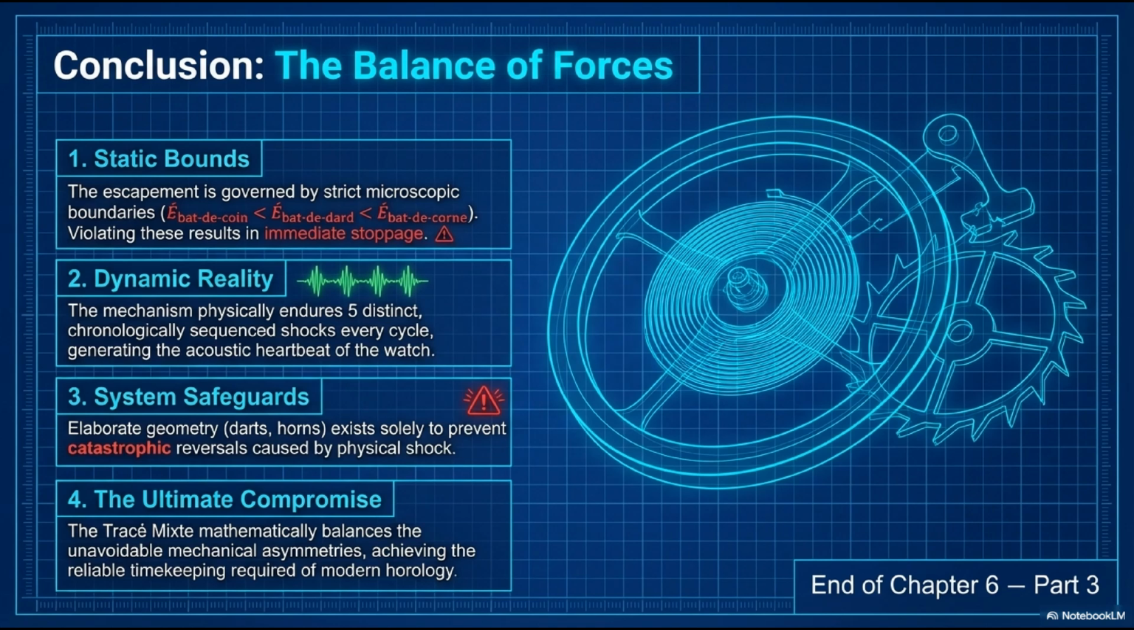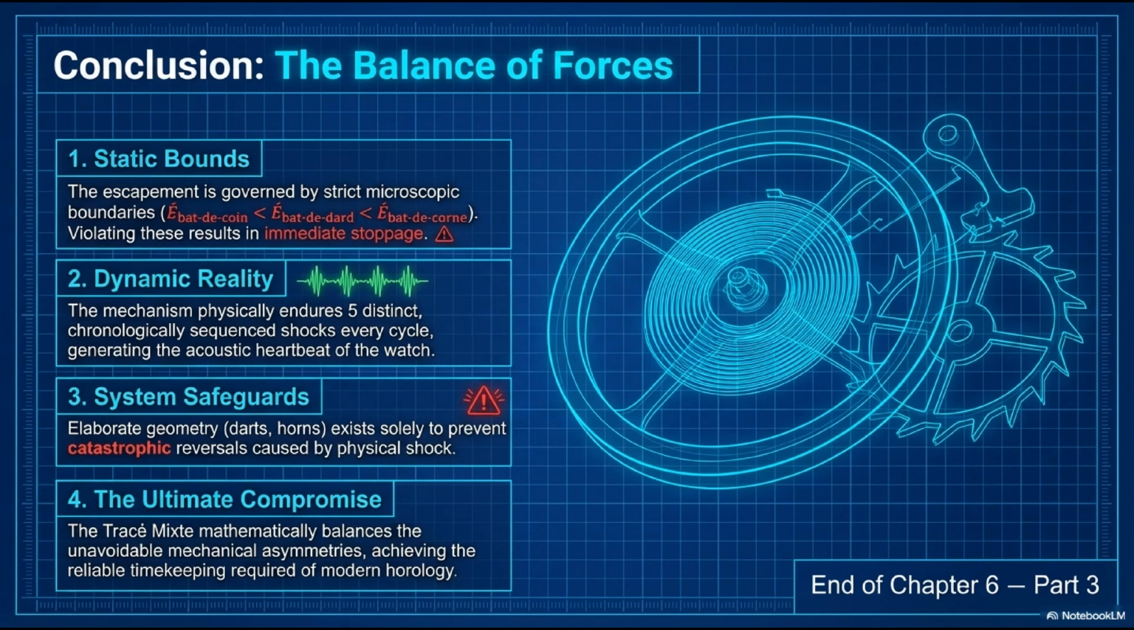real-world wrist-wearing conditions. Fourth, the ultimate compromise. The trace mixed mathematically balances the unavoidable mechanical asymmetries, achieving the reliable timekeeping required of modern horology. Not by eliminating asymmetry, but by making opposing asymmetries cancel each other.